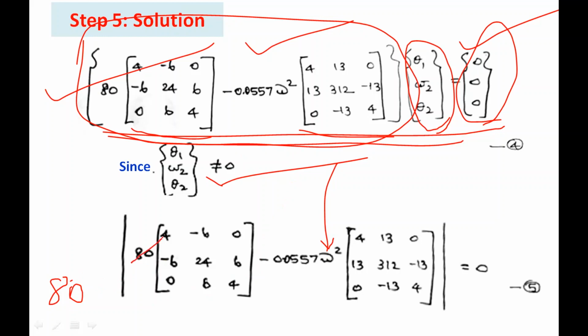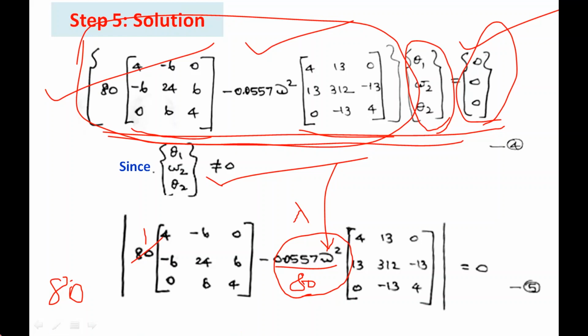This 80 will get cancelled, you will get 1, and here you will get divided by 80, right? Then we will assume this total term is equal to lambda for easy processing. So this term is going to be assumed lambda. Then only we can easily add these two matrices, 4 minus 4 lambda, minus 6 minus 13 lambda. Like that you can easily do the processing for the determinant evaluation. So this is the procedure we are going to follow.